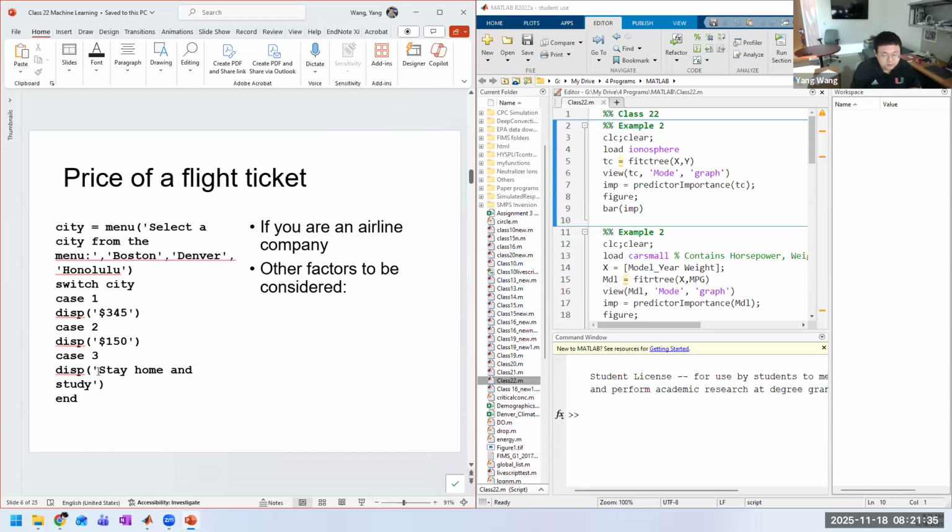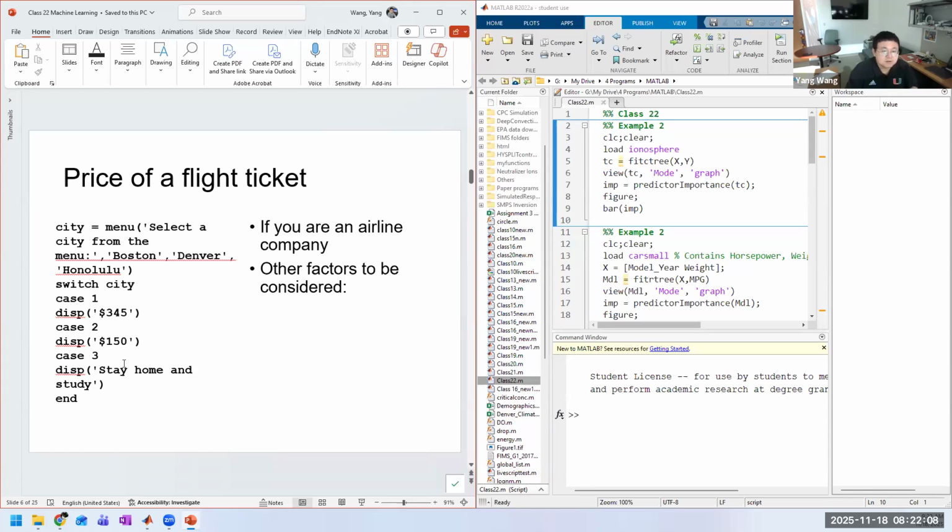Right? So basically it's unavailable, right? But if you are an airline company that has the power to decide the price, are we going to use such a simple algorithm? No, because an airline company wants to make money, right? We cannot just make it so simple that you select a certain city and then it just gives you a fixed price, right?